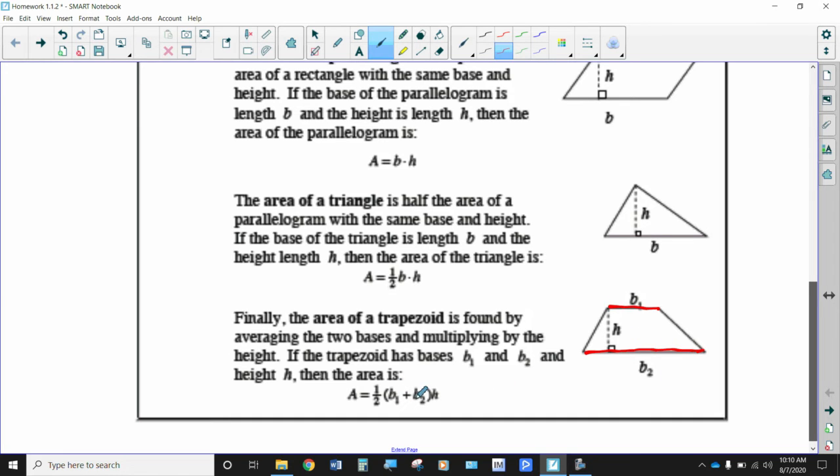So add them together and divide by 2, or add them together and take half of it. That's an average right here. The average of the two bases times the height. And essentially, once you find the average of those two bases, this turns into a rectangle if you were to cut these pieces out and maneuver them around. When we get to some of those examples that are easier to show, I'll show them to you.